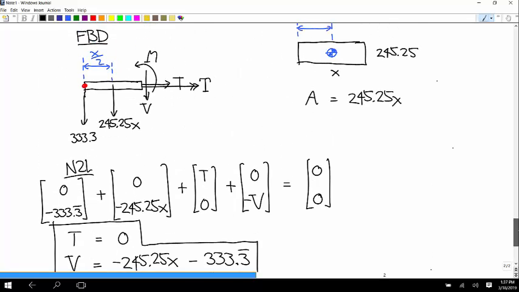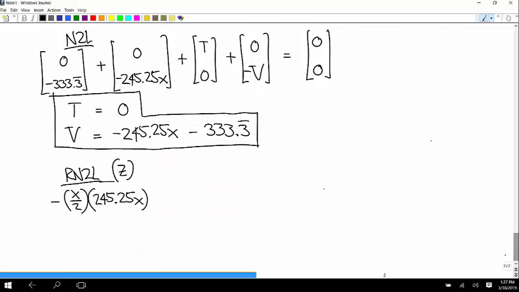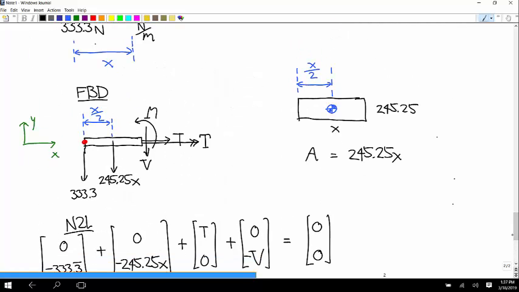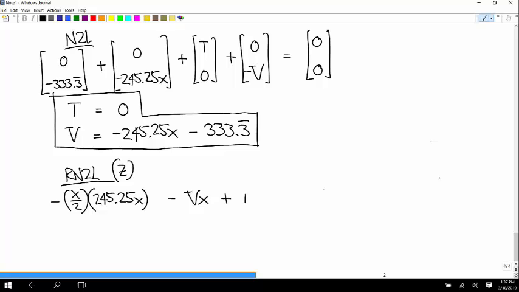So what else produces moments about the z-axis? The shear force does, yep. And what's its moment arm? X, yep. And clockwise or counterclockwise? Clockwise. So that's minus Vx. And anything else? One more thing. The couple, that internal couple. And so we're just adding that on as M.